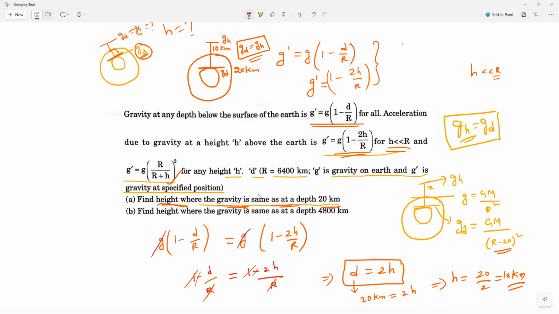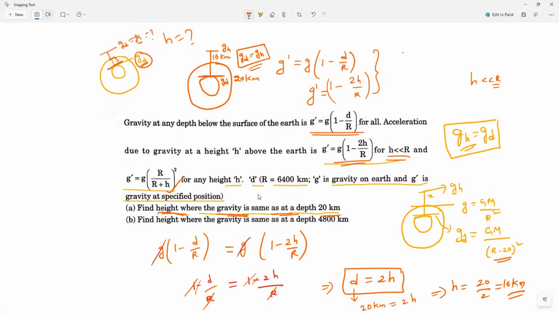Next, the second one: find the height where the gravity is the same as at a depth of 4,800 kilometers. Now it is very deep. Is h very small or very big? It is almost, see, h is very, very big. Am I right or wrong? All of you, yes, please respond, guys.